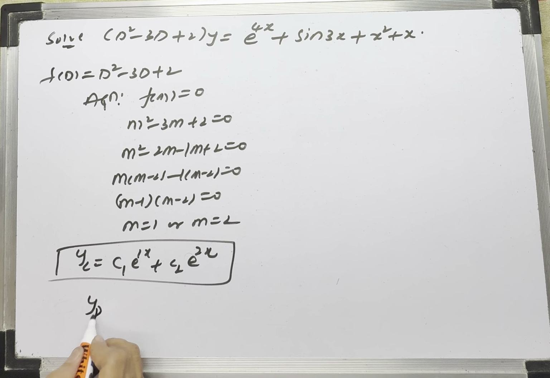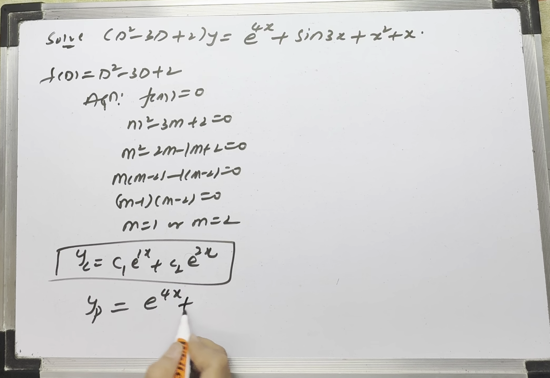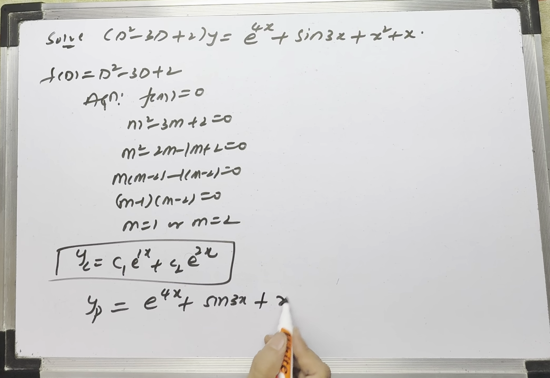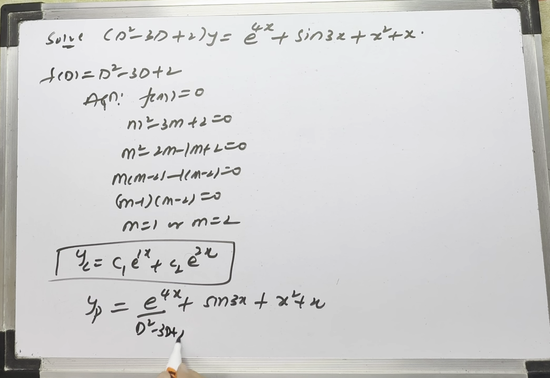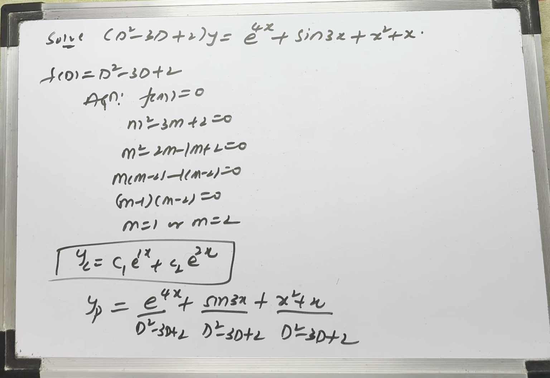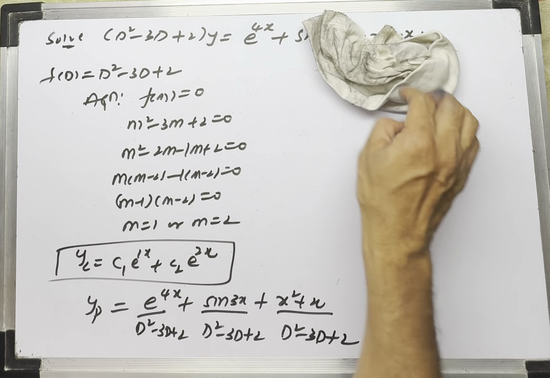For yp, it is e power 4x plus sin 3x plus x square plus x, the whole divided by. So for this term you will get D square minus 3D plus 2. Second term we will get D square minus 3D plus 2. And for the third term we will take D square minus 3D plus 2. Clearly we find one thing here. First type, e power ax problems. Second, sin ax, cos ax problems. This is the third type. So you will get revision of these 3 types here itself. Now we have first yp1 we will consider.